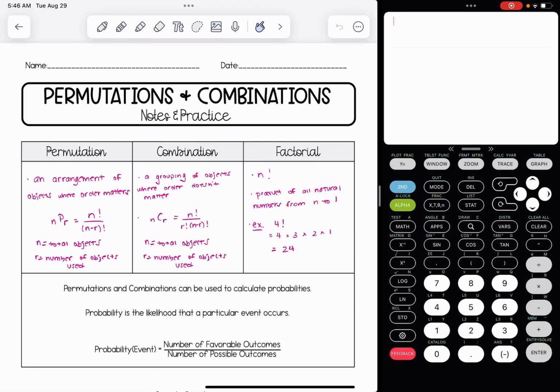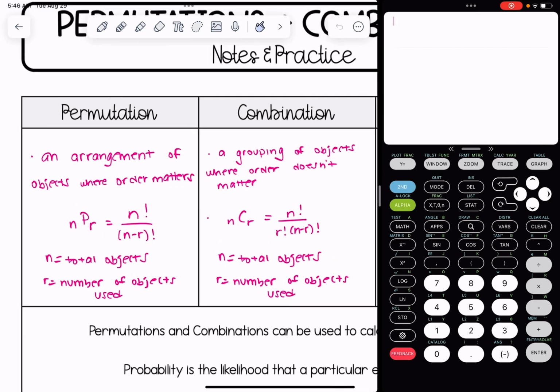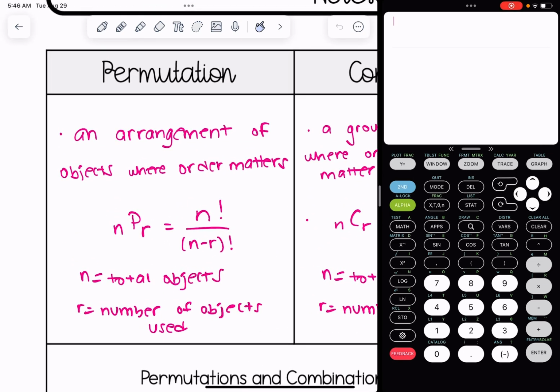In this video, we're going to be talking about permutations and combinations. So first, let's start with some vocabulary. A permutation is basically an arrangement of objects where order matters.